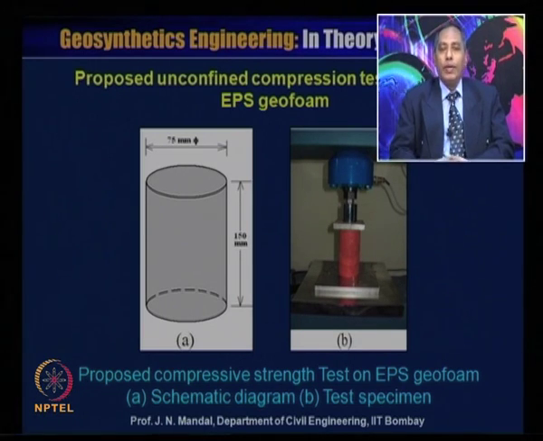On the right hand side, B is the test specimen, and this red color is the expanded polystyrene geofoam, which is cylindrical in shape. This specimen is kept between two plates at the top and the bottom, and then you apply the load from the top, which is connected to the computer.